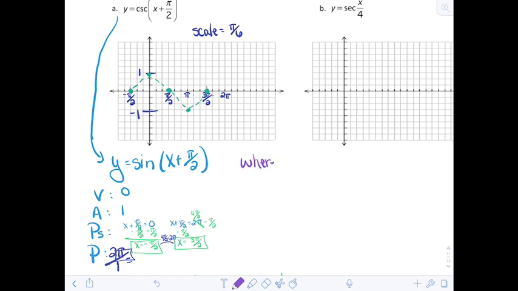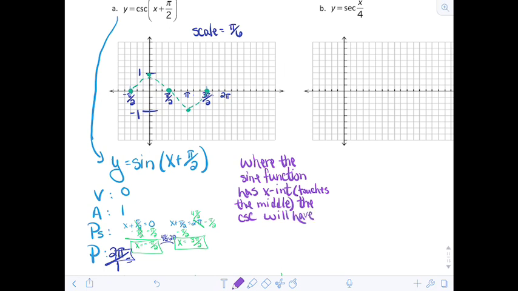So with these two functions, where the sine function has x-intercepts, that's where the function is 0, and that's again where it touches the middle. The cosecant function will have asymptotes because the reciprocal of 0 is going to be undefined.